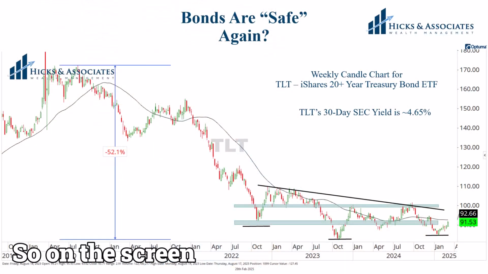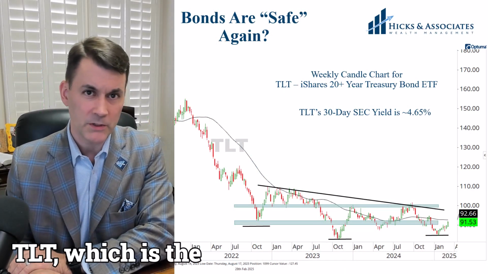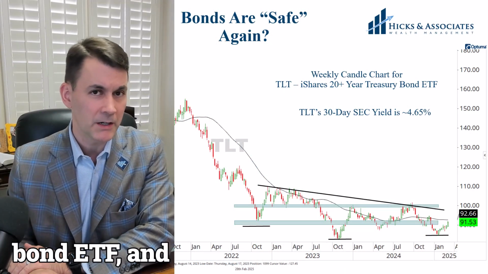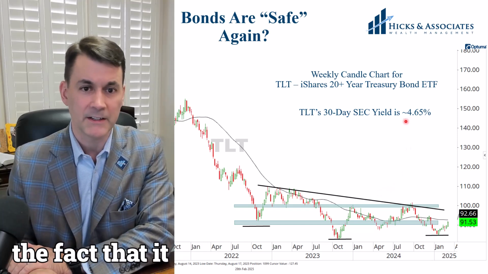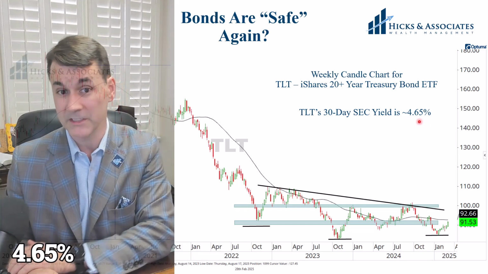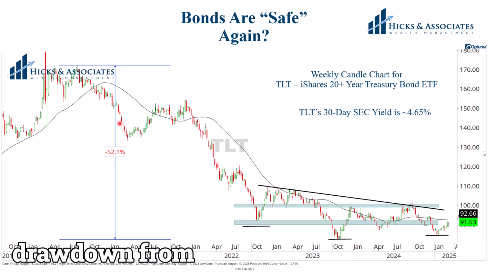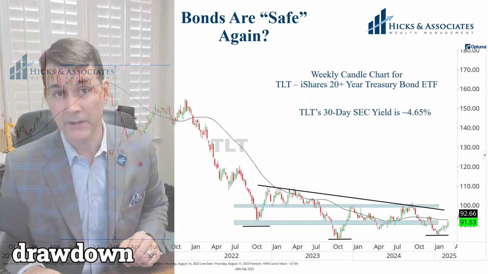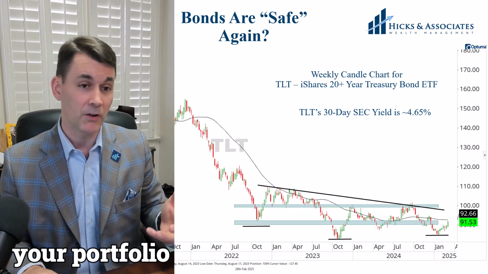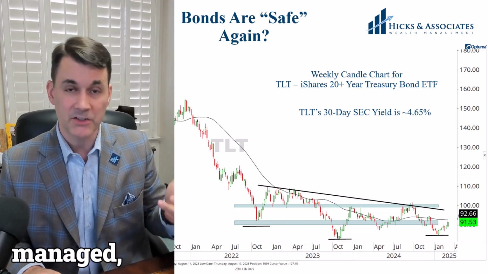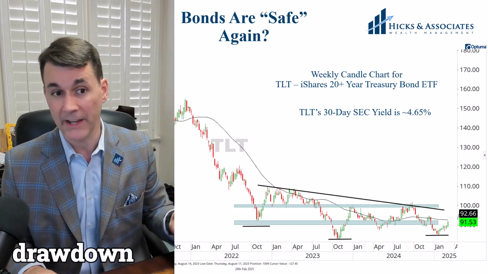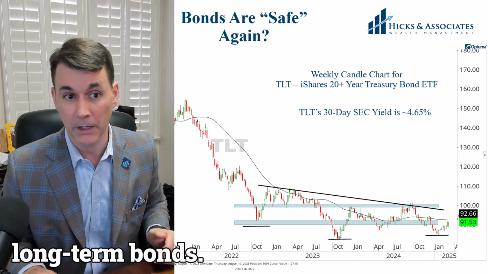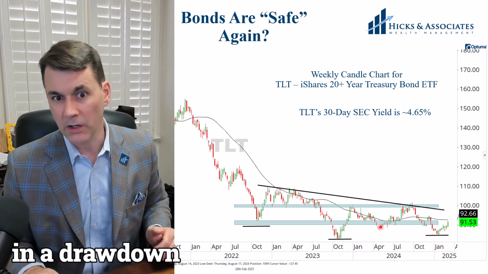So on the screen right now, I have TLT, which is the iShares 20-year bond ETF. And I want to highlight the fact that it gets a yield of approximately 4.65%. But look at this drawdown from just a couple years ago. Back in 2020, we started to experience a drawdown in the bond sector. And if your portfolio was not being actively managed, you experienced a pretty nasty drawdown if you were allocated to long-term bonds. And this has been in a drawdown ever since.